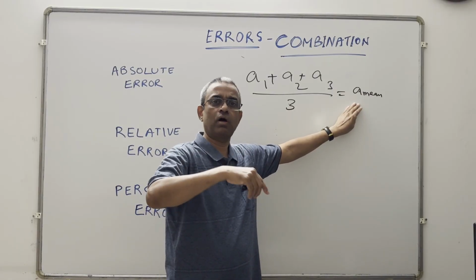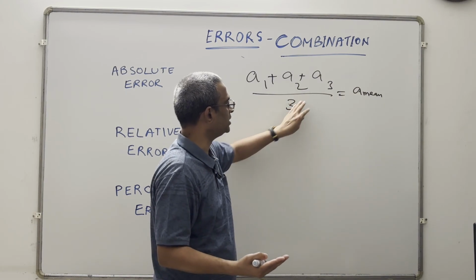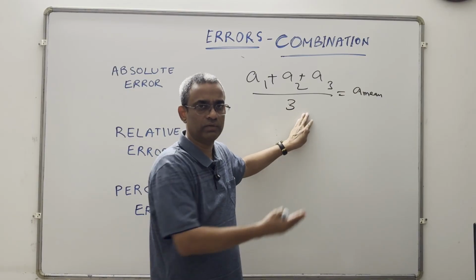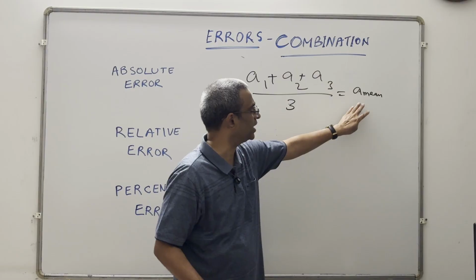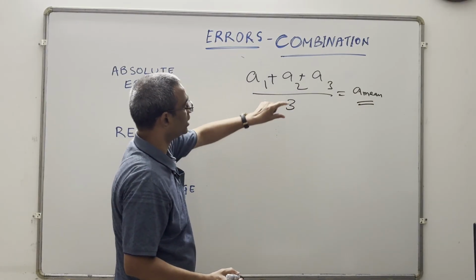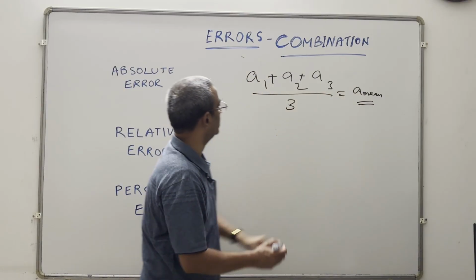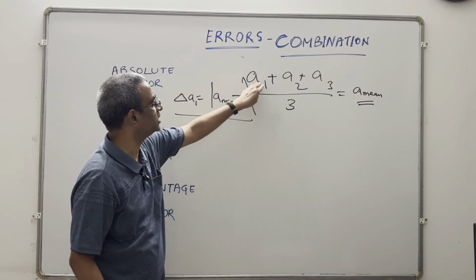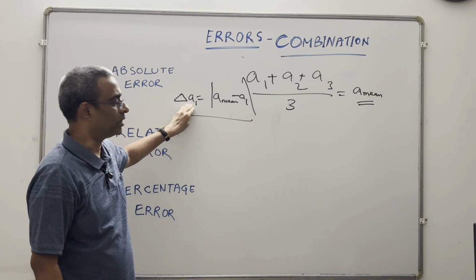If it is not already given what the true value is, we take multiple measurements and take the average. It is not necessary that we do only three. It could be whatever number of measurements, and we take their mean. This is considered as the true value. The absolute error is the difference between the individual measurement and the mean. Delta A1 is the absolute value of the mean value minus the individual measurement. This is the absolute error in A1.